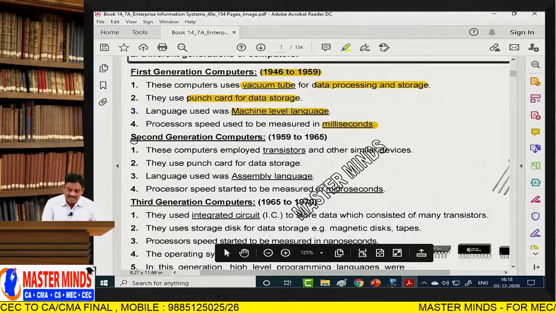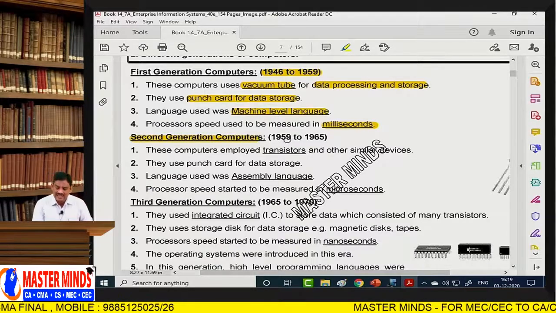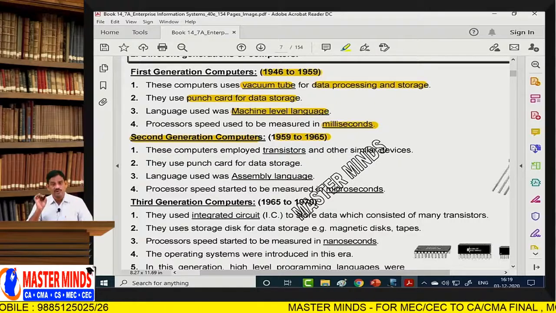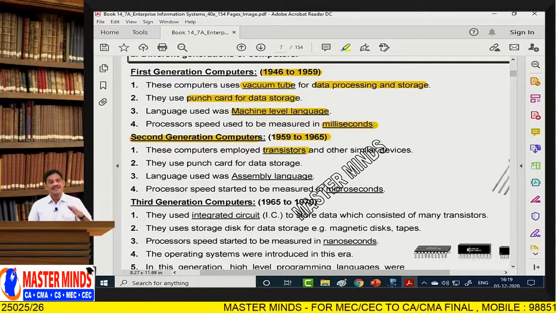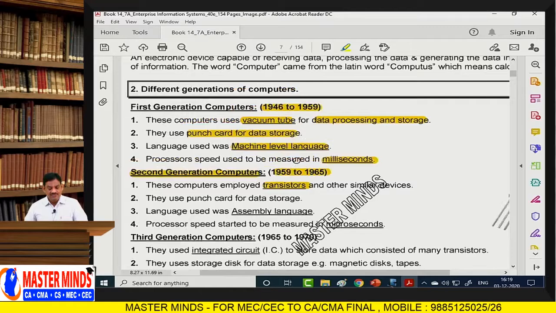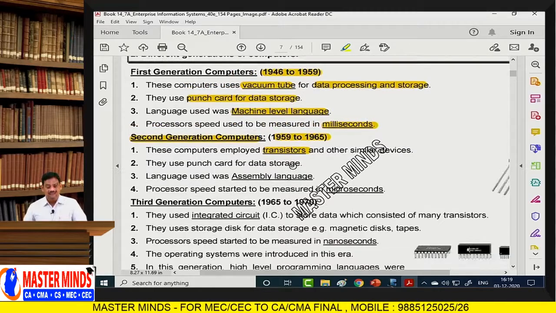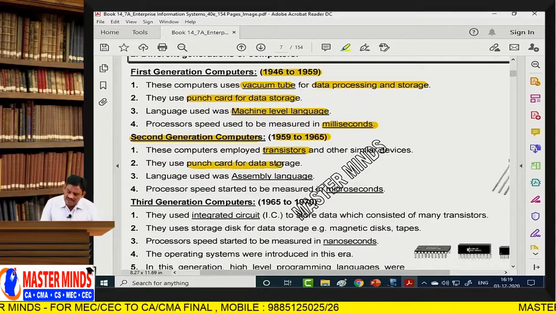See, the second generation of computers, that is from 1959 to 1965. These computers contain transistors and other similar devices. What are other similar devices? Other similar devices may be in the form of capacitors, resistors, diodes and so forth. Again, they used punched cards for data storage.